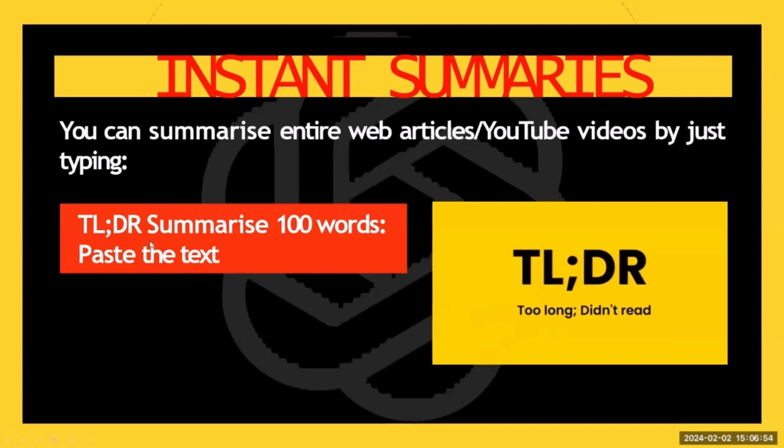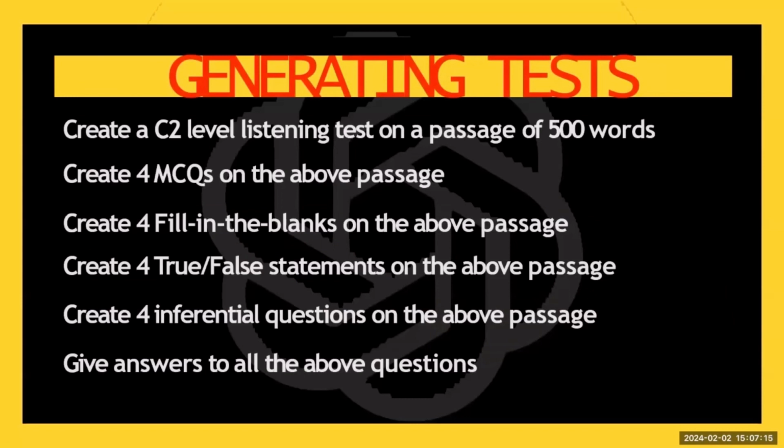So I type TLDR, summarize 100 words, and you paste the text over here. Automatically the summary will be created. Because it is too long, I did not read. So therefore I want ChatGPT to summarize the content, and then I paste the text, and automatically it will be summarized. Okay, now let us go to generating tests.